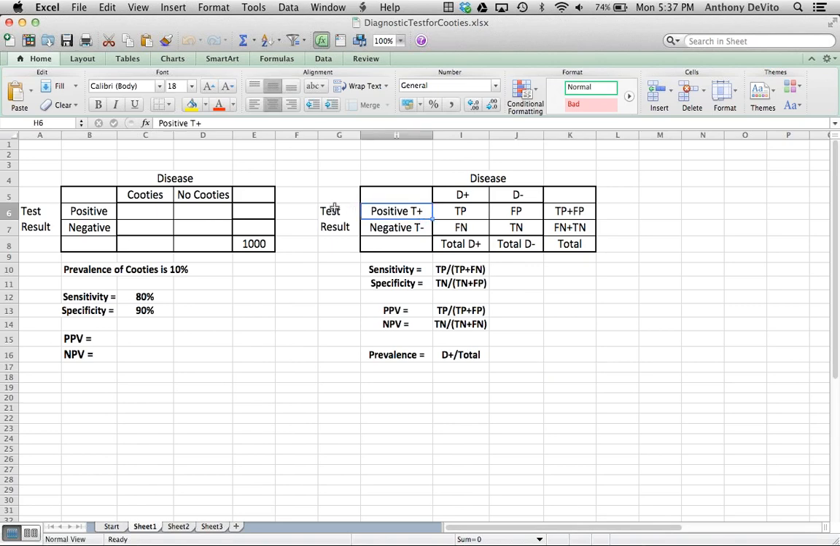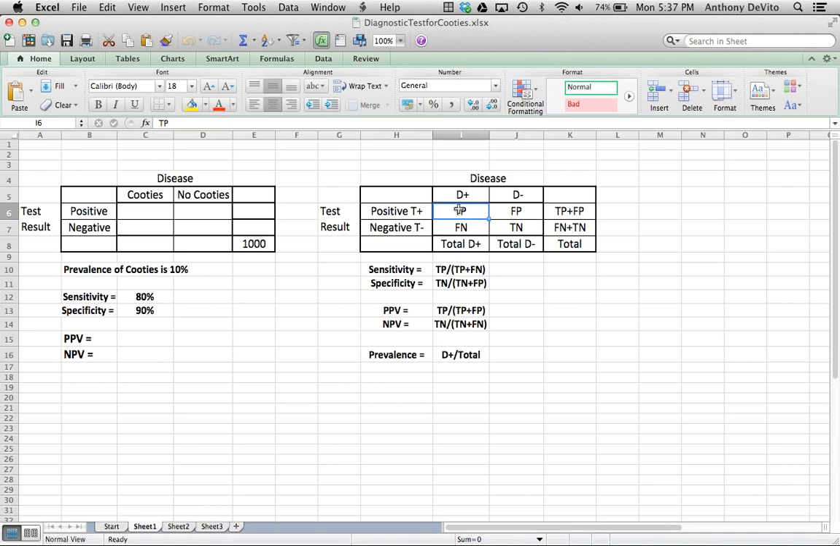Positive test, or T plus, is in the rows. In other words, anybody in this top row tested positive. Anybody in the bottom row tested negative. Anybody in the first column has the disease. Anybody in the second column does not have the disease. So let's take a look at this.